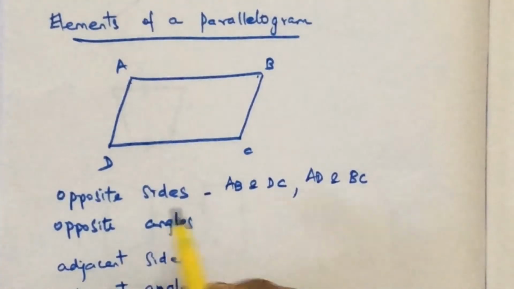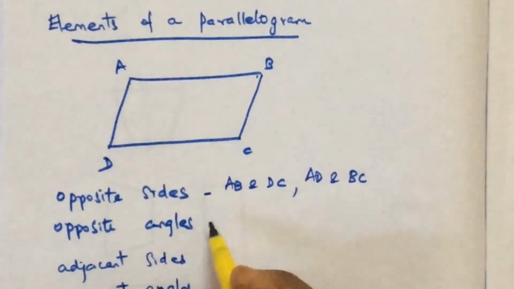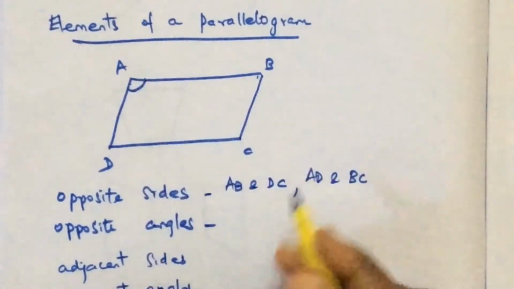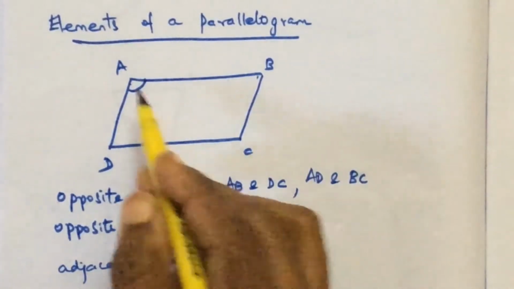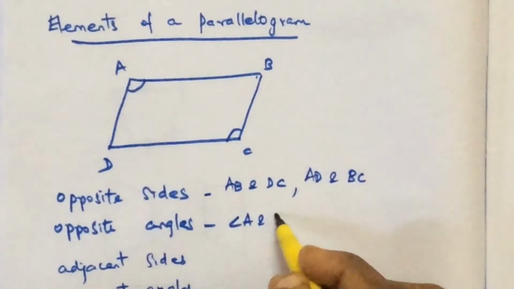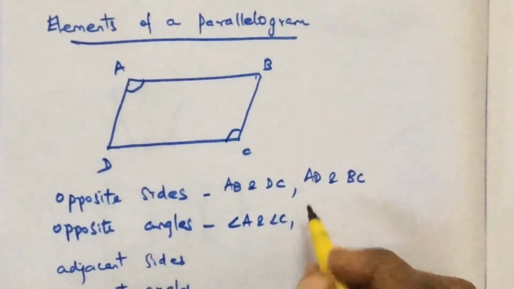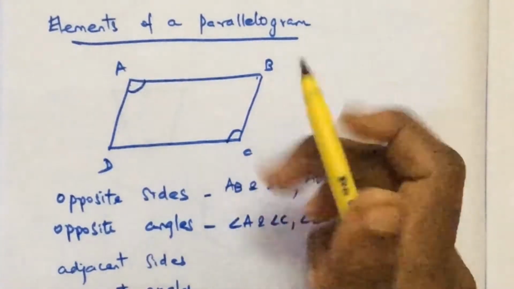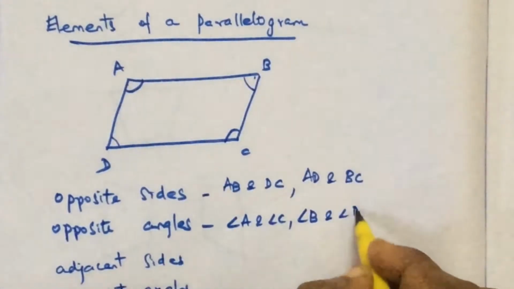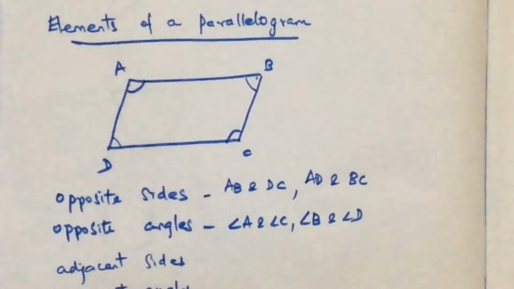What are opposite angles? Suppose this angle is angle A and this is angle C. These two angles are opposite. Similarly, this angle B and this angle D. Angle B and angle D are opposite angles.